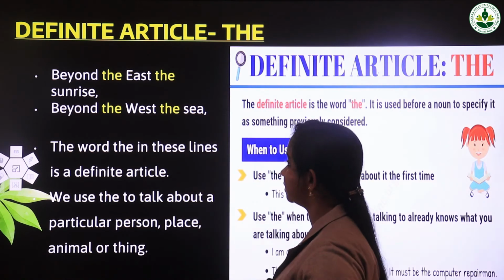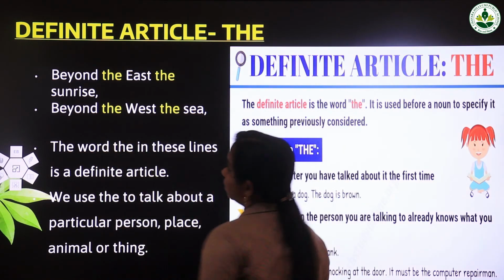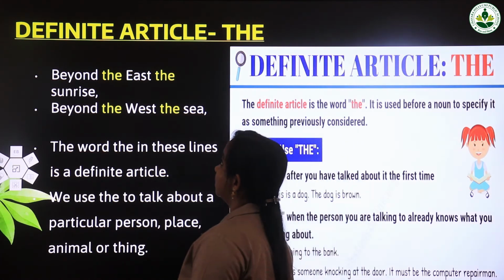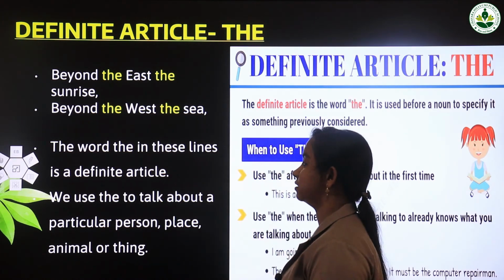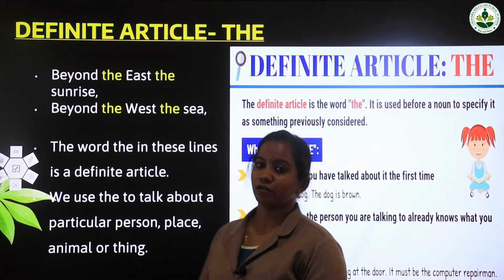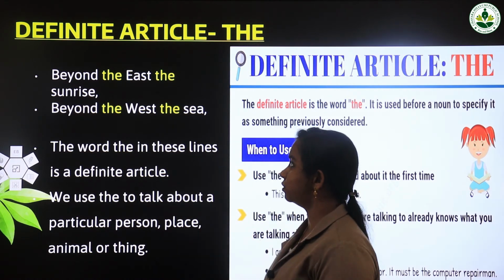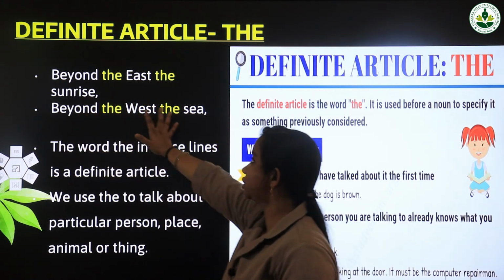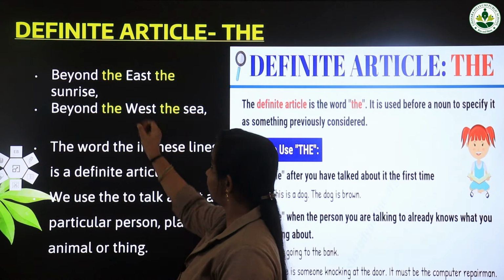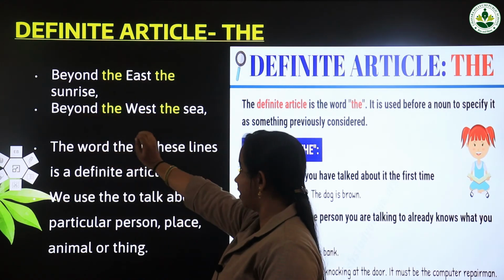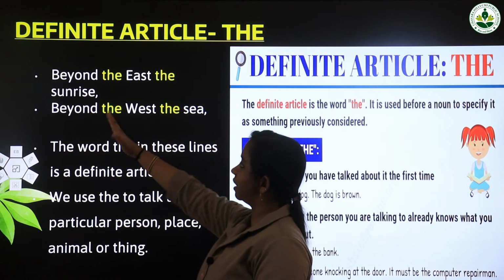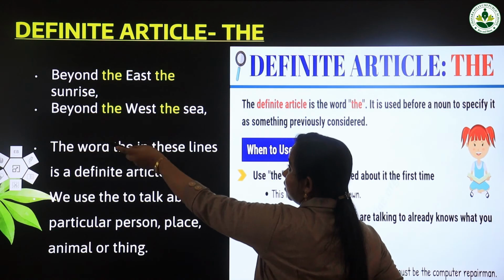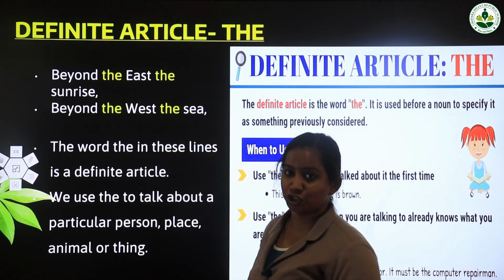Just see these first three lines given in your textbook, page number 120. Beyond the sea, beyond the east, the sunrise; beyond the west, the sea. These are the first lines of our poem Wanderthirst. Here you could see certain words written in yellow color. This is article the. We are sure about east, sunrise, west, and sea. These are nouns, and we are using the article the before these nouns because we are sure about them.